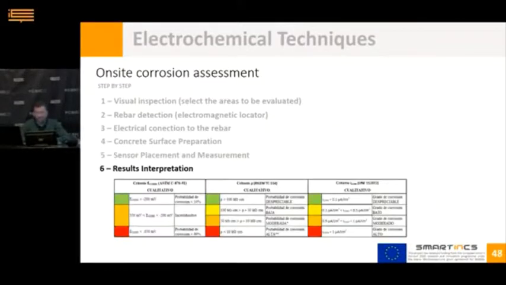And the last step is to interpret results, checking that the information obtained from the three parameters, resistivity, potential, and corrosion rate, is consistent. That is, if the resistivity and potential indicate low corrosion risk, the corrosion rate would not be expected to be high, and vice versa. If it's not the case, the measurements should be reviewed and repeated if necessary.